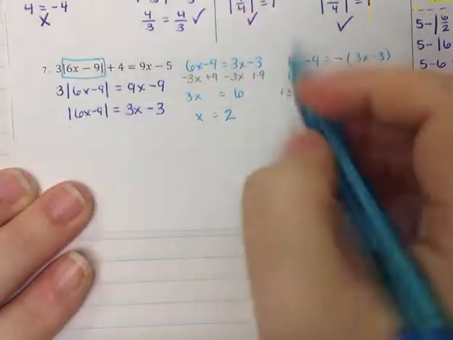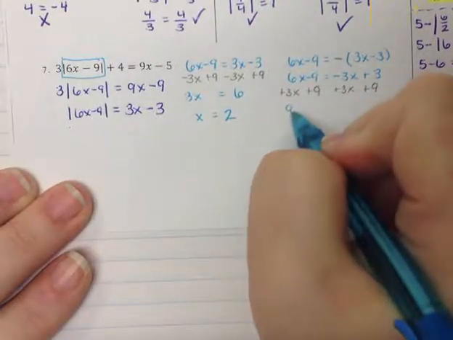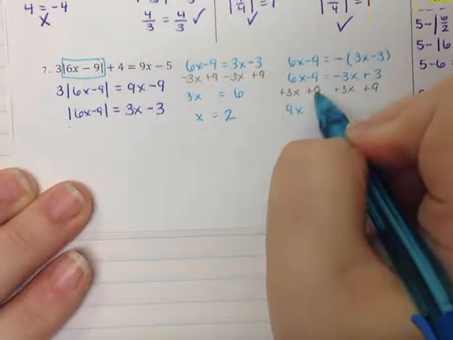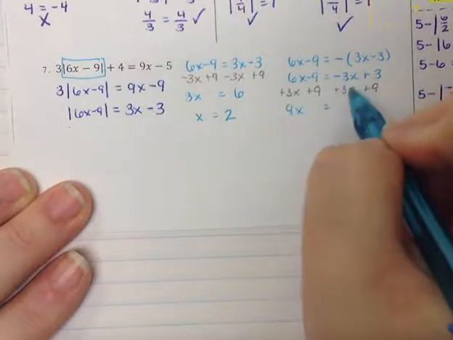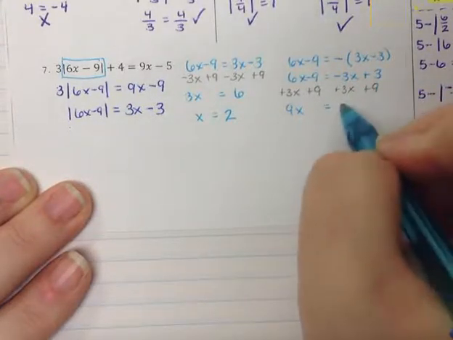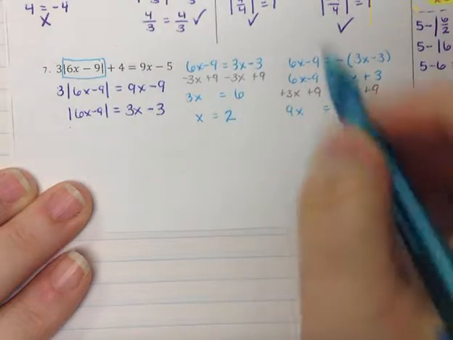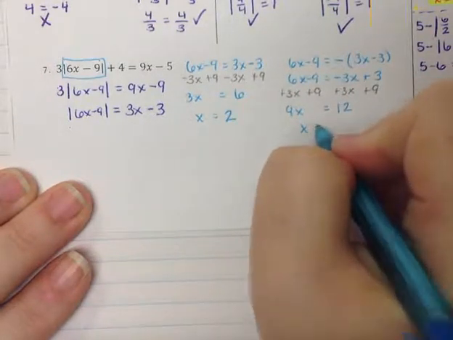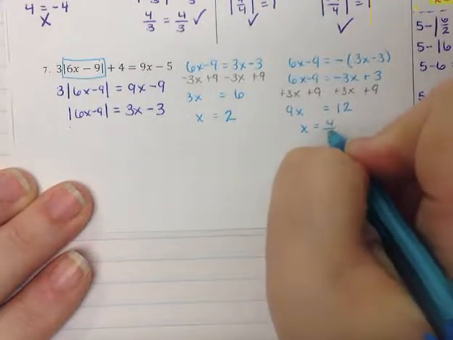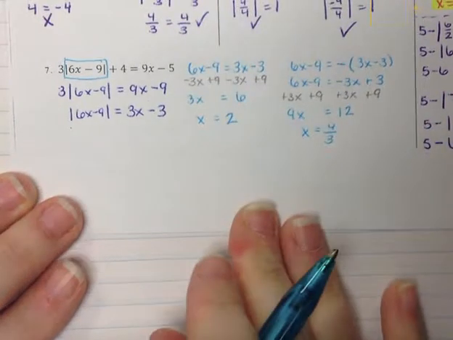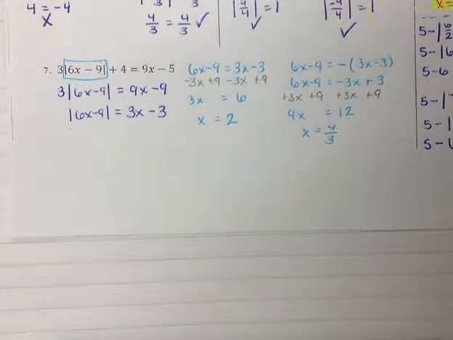So we will have 6x plus 3x is 9x. Negative 9 plus 9 is gone, equals negative 3x plus 3x is gone. 3 plus 9 is 12. Divide by 9, x will equal 4/3. So we have our 2 answers, but now we have to check them.